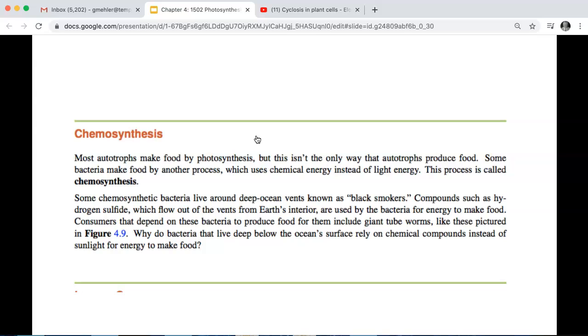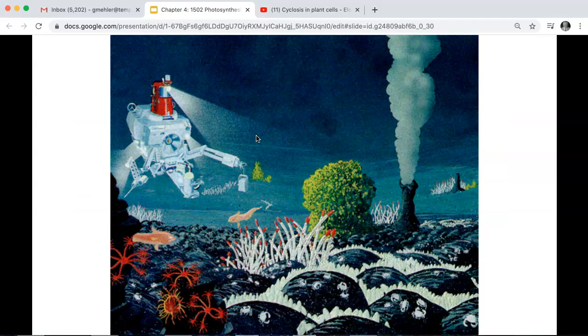Chemosynthesis, photosynthesis uses light. Chemosynthesis uses chemical energy and heat energy, and virtually all the life on our planet uses photosynthesis. However, in the 70s, we went down to the bottom of the ocean off of Costa Rica, and we discovered that there are communities of life that don't use sunlight, that use chemical energy and heat energy from the Earth's core. And we have a video on that.